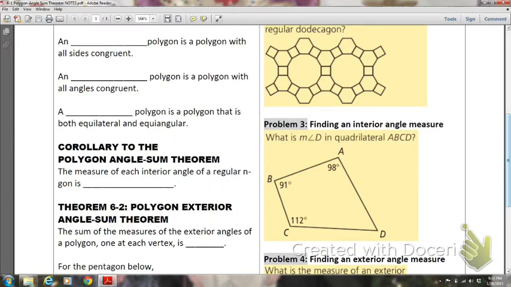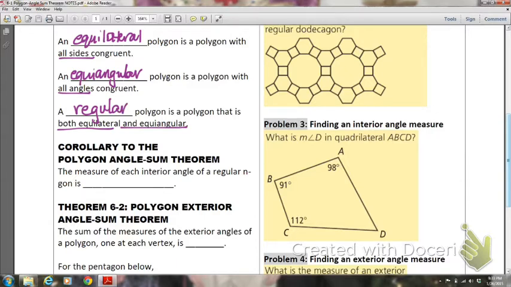Here we have a few definitions that we've already used in previous lessons, but just as a review. An equilateral polygon is a polygon with all sides congruent. And then an equiangular polygon is a polygon where all angles are congruent. And if we have a polygon that's both equilateral and equiangular, it is called a regular polygon.